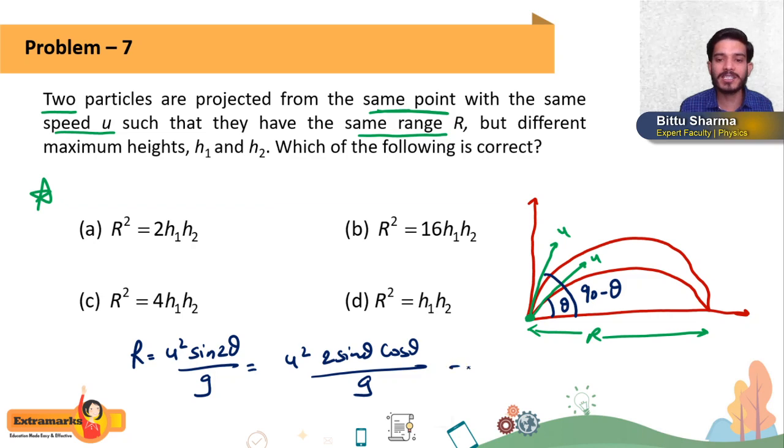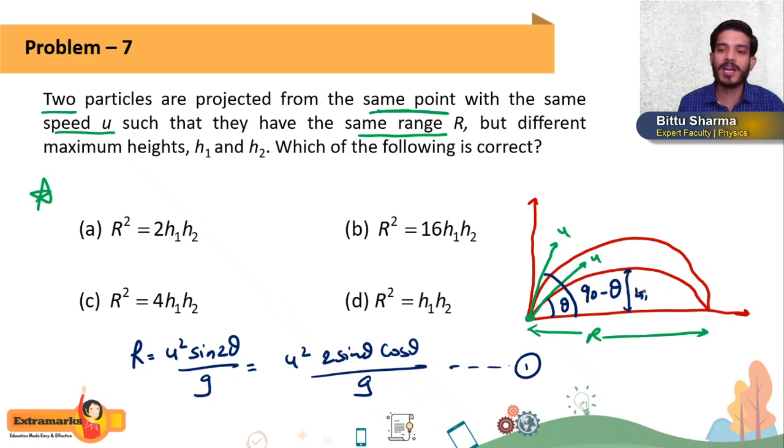I hope you are getting it. Let us say this is our equation number 1. Now we will calculate h1 and h2. h1 and h2 are nothing but the maximum heights. Getting or not? Let us say this is h1, and this will be h2. So h1 and h2 are maximum heights.